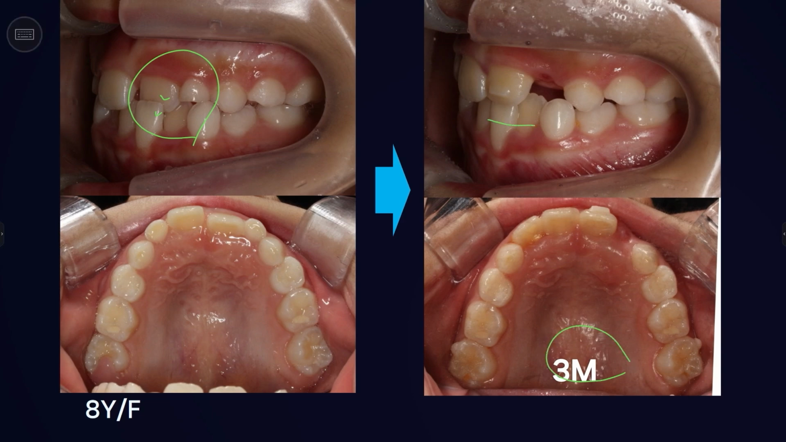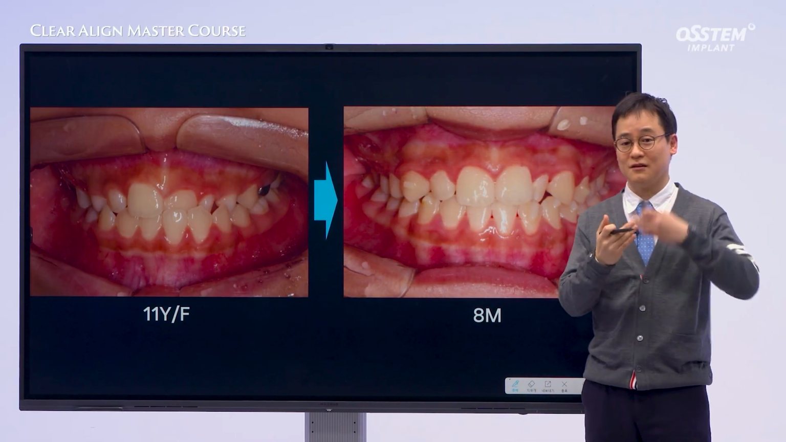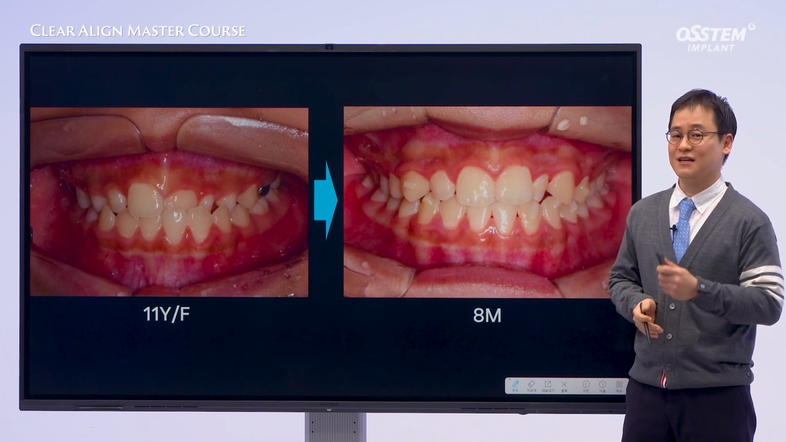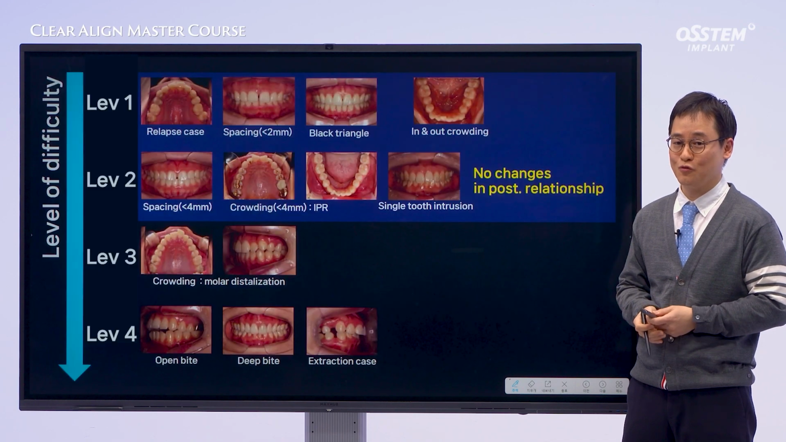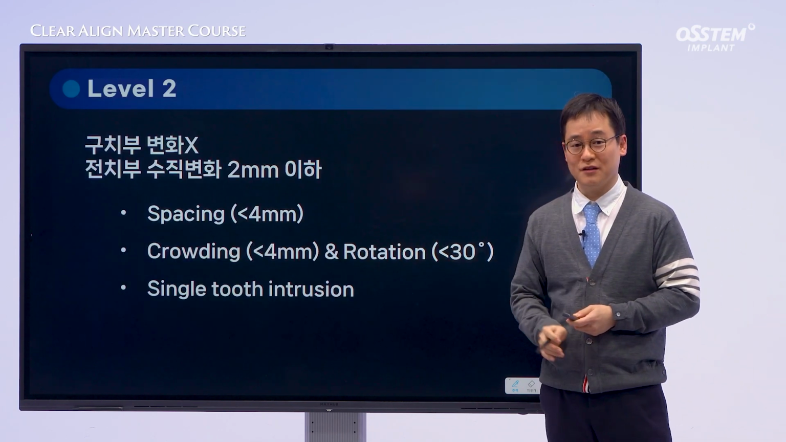So once again, labiolingual crowding cases tend to respond very well to clear aligner treatment. To give you one more example, here's another case that was successfully corrected using clear aligners. If you consider these cases for your future clear aligner treatments, they can be quite helpful in clinical practice.